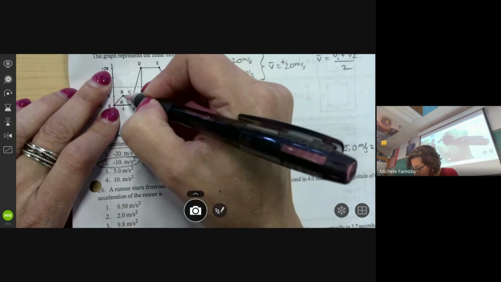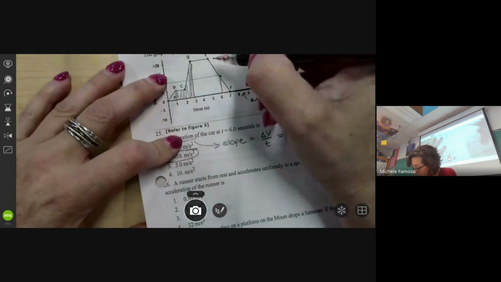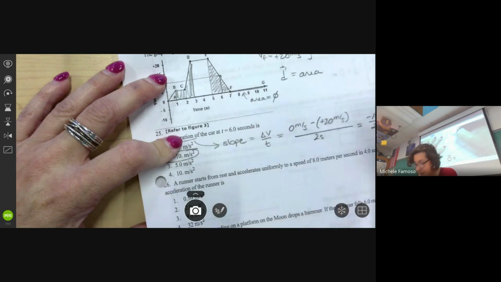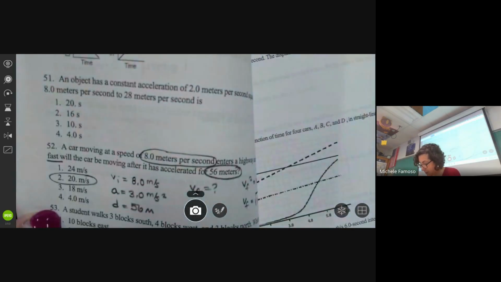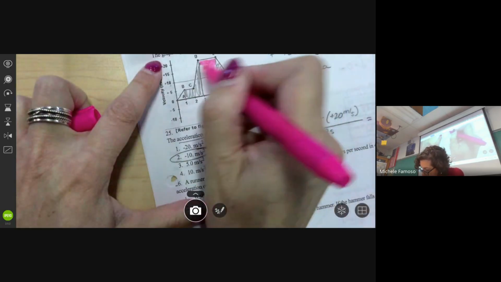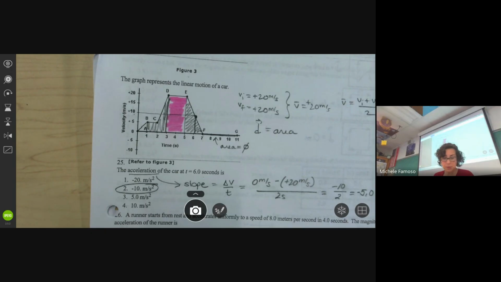Let's look at B to D. From B to D, I'm looking at all of that area. From E to F, I'm looking at that area. And from D to E, grab a different color so we can see it. From D to E, I'm looking at that area. Which of those shapes is the biggest?